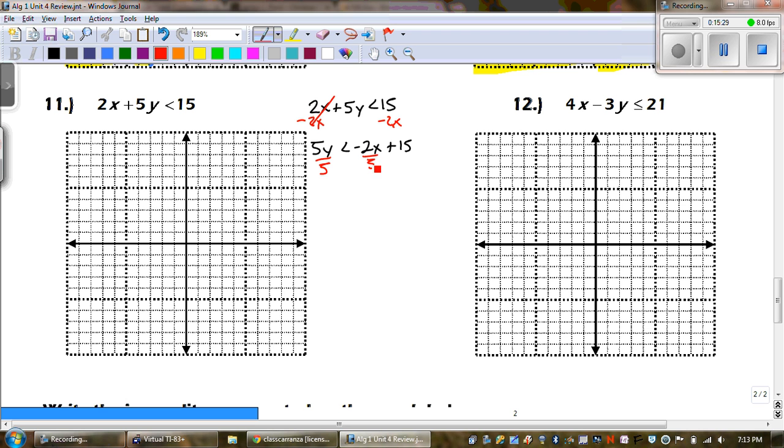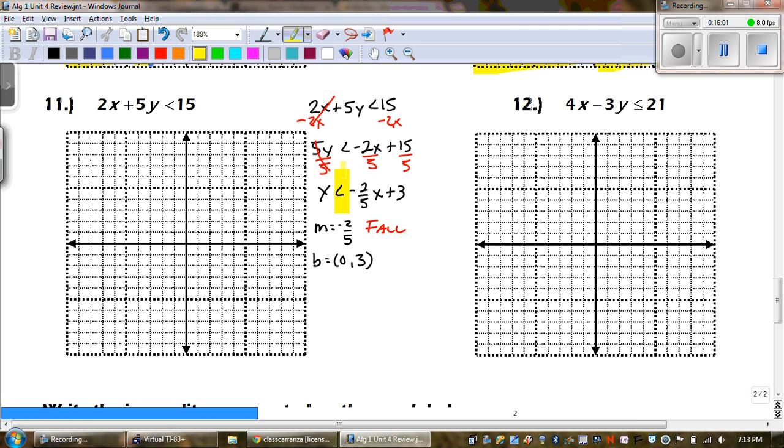We want to divide by 5. I'm dividing by a positive, guys, so nothing flips, nothing changes. So y is less than negative 2/5 x plus 3. Okay, so the thing I need to know is my slope is negative 2/5. Okay, it's falling. Got to remember that. Our y-intercept is 0, 3.